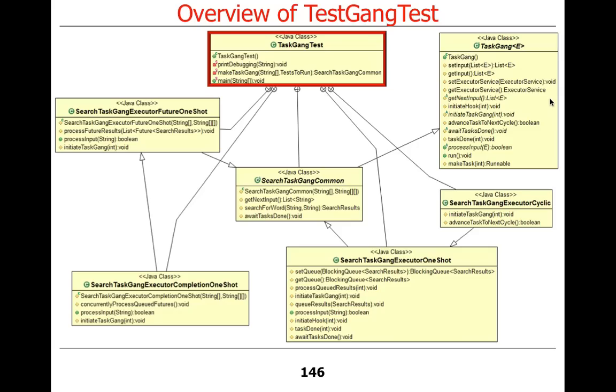As you can see from this UML diagram, the TaskGang Test is basically a test driver that has a whole bunch of nested classes inside of it. And all of these nested classes inherit from search TaskGang common, and search TaskGang common in turn inherits from TaskGang. So we've talked about the TaskGang framework before. We're not going to talk about that again. We're going to re-talk about TaskGang common because I have a better way to explain some of it. And then we're going to walk through each of these different subclasses of TaskGang common. And I'll show you the cool thing that each of them does.